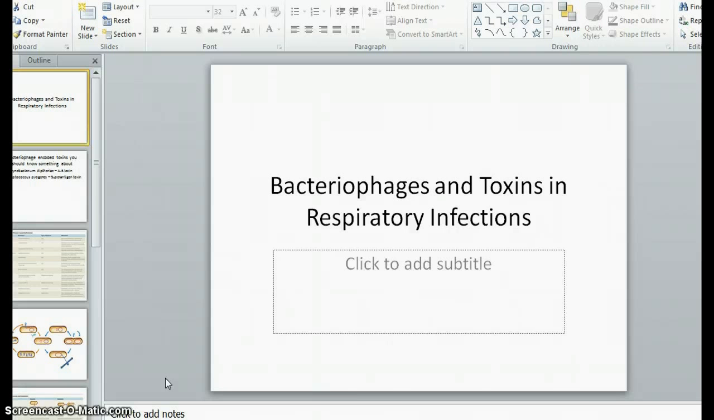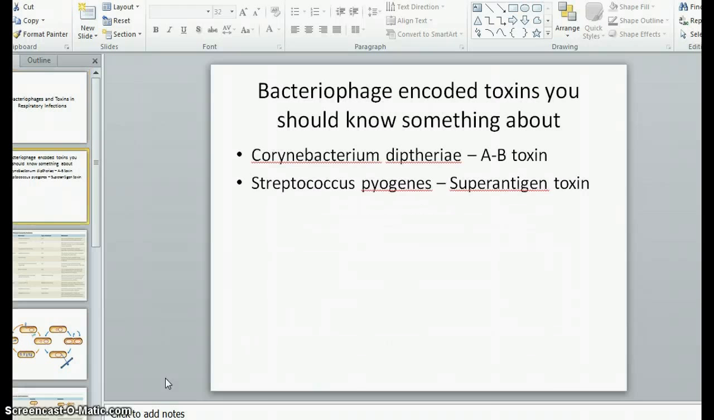Anyway, so bacteriophages and toxins. My particular interest here, what I think is really cool, is the situations where the toxin produced by the bacteria actually comes from a bacteriophage. So it's not the bacteria's toxin. It's kind of an interesting relationship. The two that you shouldn't really worry about them, unless you're infected, I guess. You should just know something about them.